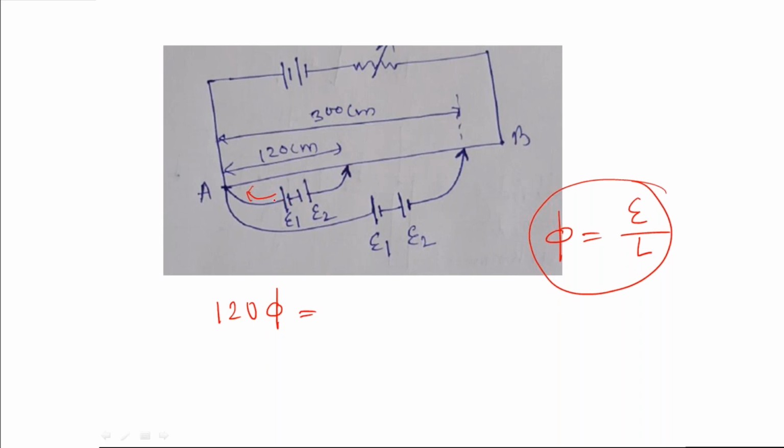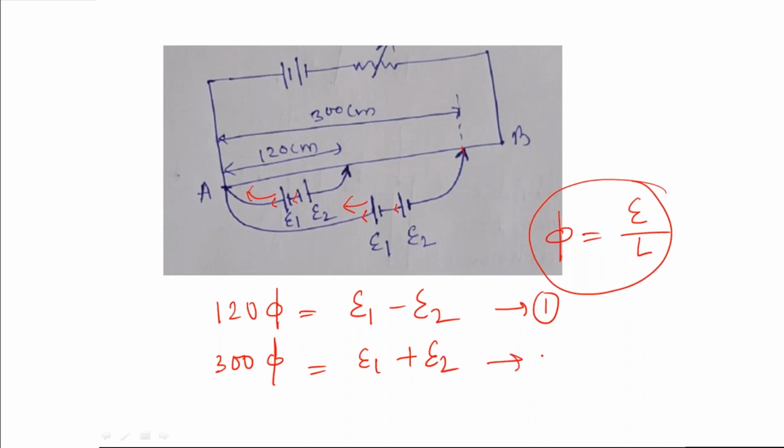In this case, I take this as positive because current is flowing out from here, and current is flowing out of the second cell from the negative terminal, so I'll get E1 minus E2. This is equation 1. Similarly, I'll take the loop for the other case. For this loop, the potential drop across the wire is 300 into phi. Current is flowing out from this cell from the positive terminal, and from here also the positive terminal, so it will be E1 plus E2. So these are two equations. If I solve these two equations, it is easy to get the answer.